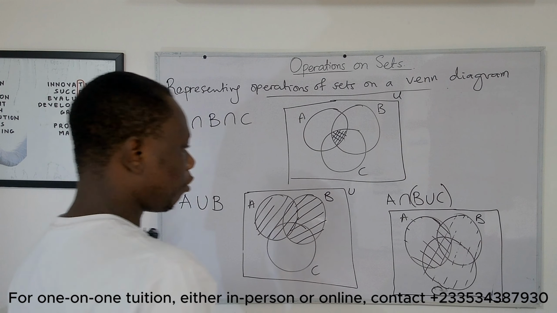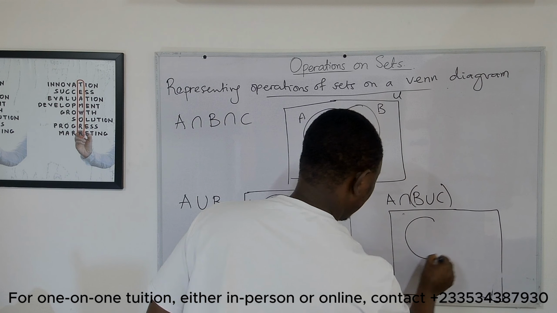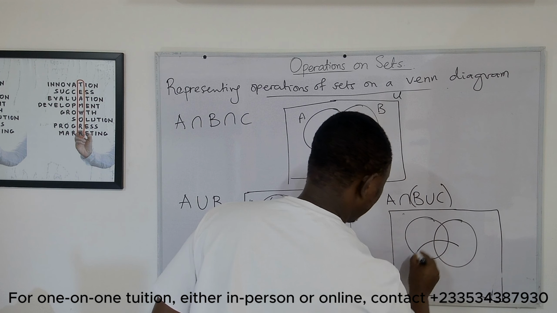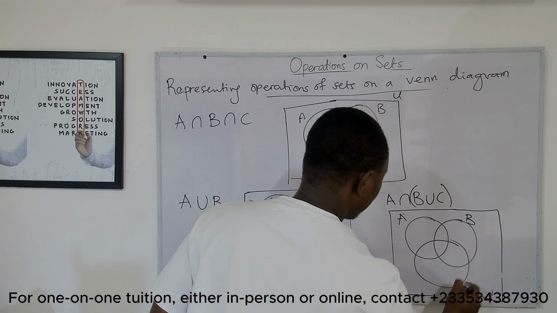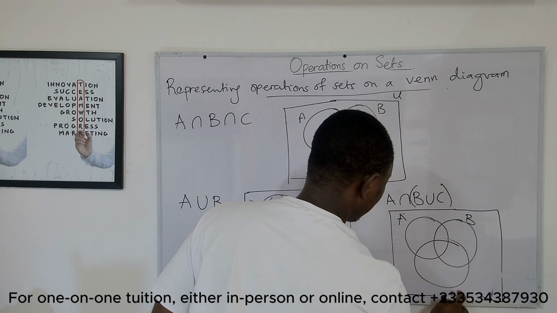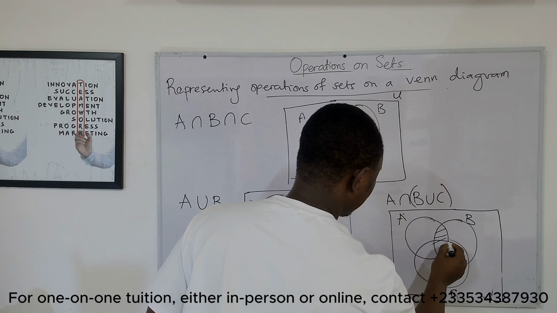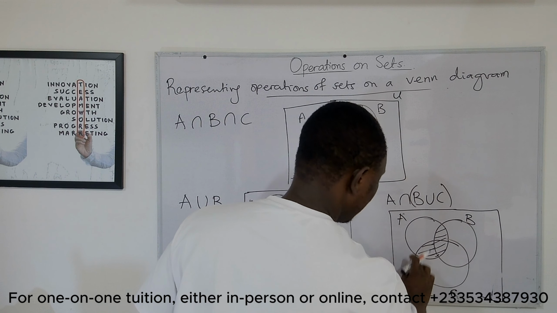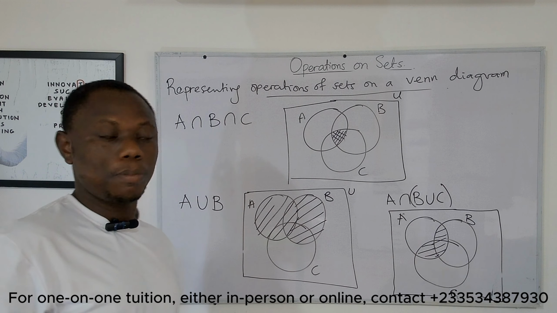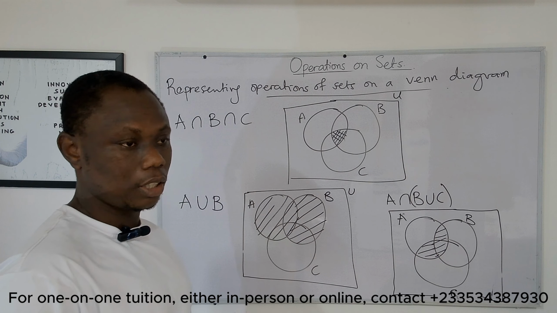Okay, if we redraw it, we realize that A intersection, bracket open, B union C will be just this place. Because A will intersect with what? B union C at this point. No matter how complex the thing looks, just apply the same fundamental knowledge and then you have it.